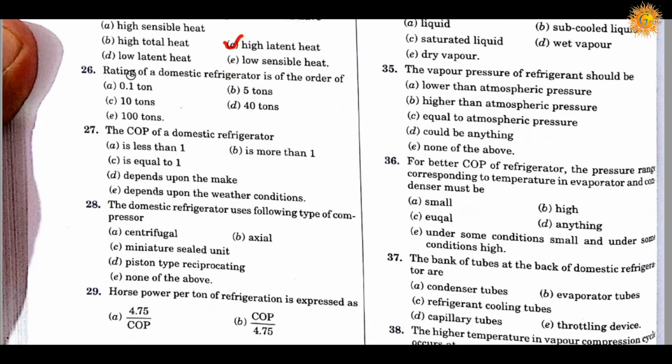Question 26. Rating of a domestic refrigerator is of the order of, option A, 0.1 ton, option B, 5 tons, option C, 10 tons, option D, 40 tons, option E, 100 tons. So the correct answer is A, 0.1 ton.